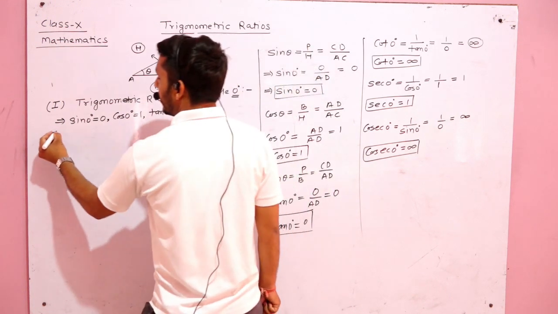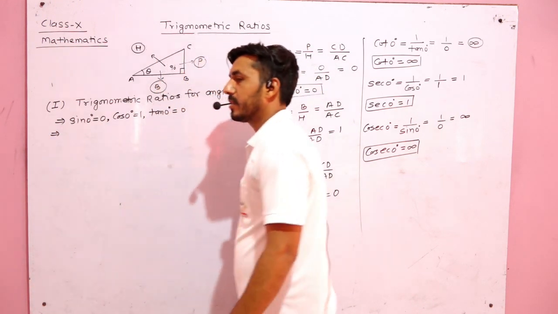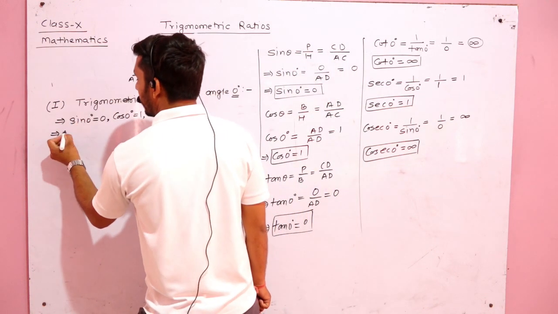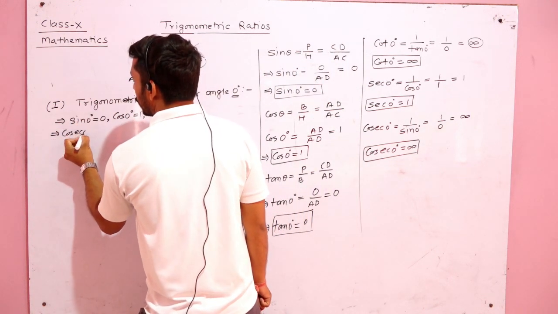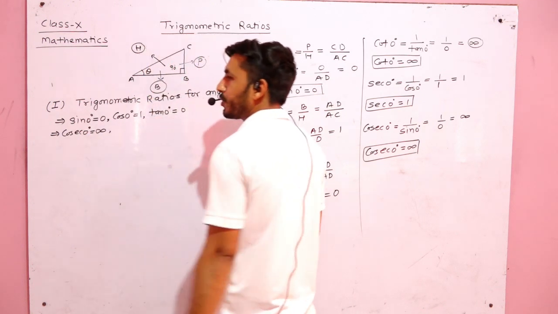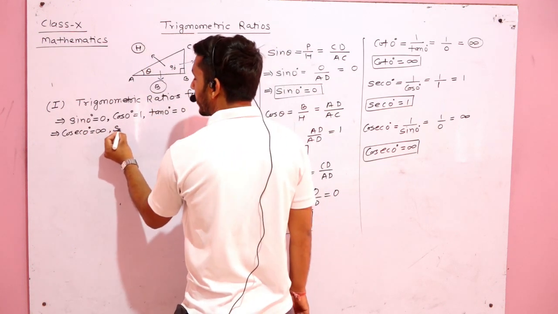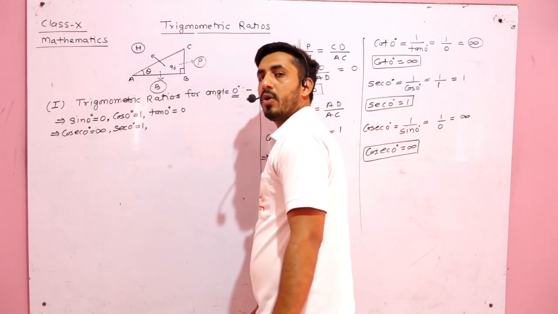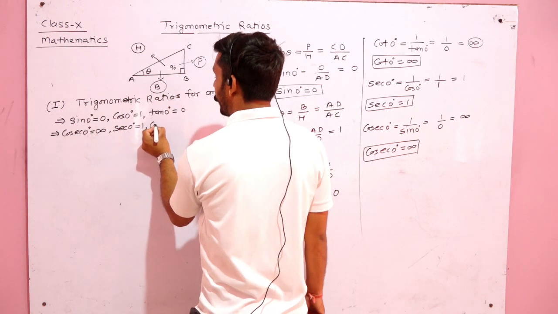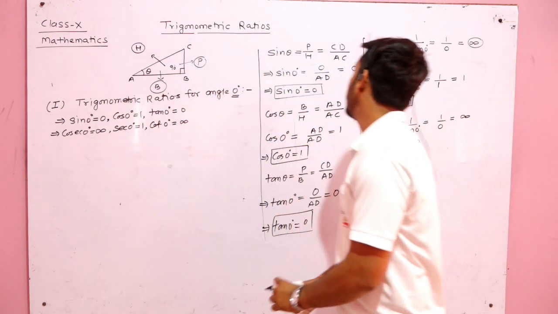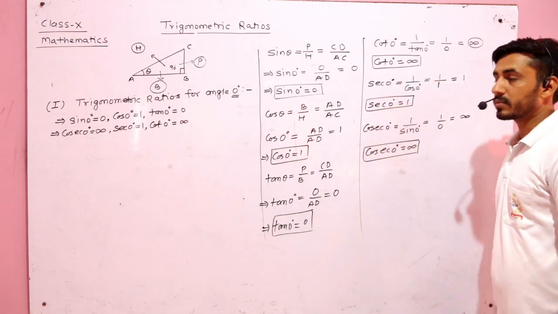In the next line, I can write the opposite functions respectively. What is the opposite of sine? We know cosec. Then cosec 0 degree is equal to infinite. What is the opposite of cos 0? It means sec. Sec 0 degree is equal to 1. And what is the opposite of tan 0 degree? It is cot 0 degree, and the result will be infinite. We can see this directly from here.